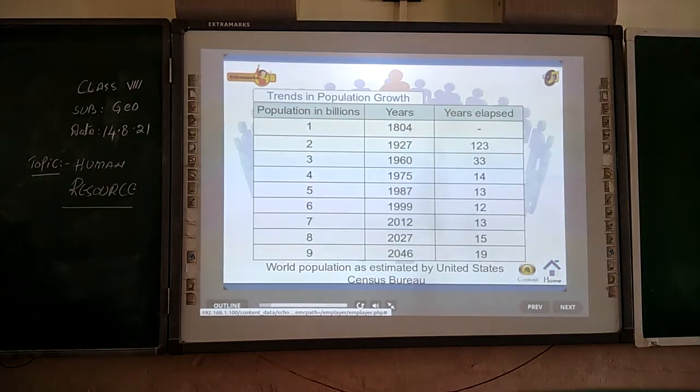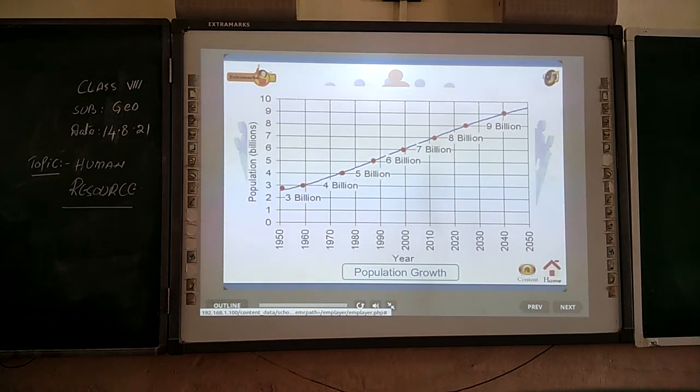Let us have a look at the trend in world population growth as estimated by the United States Census Bureau. The population has increased from 1950 to 60, 3 billion, the 70s 4 billion, the 80s 5 billion, then 6 billion, and now almost 8 billion.